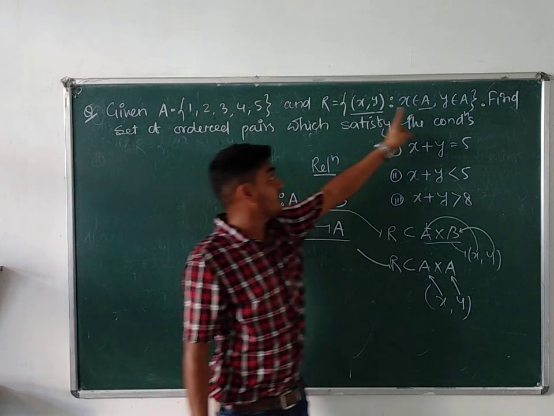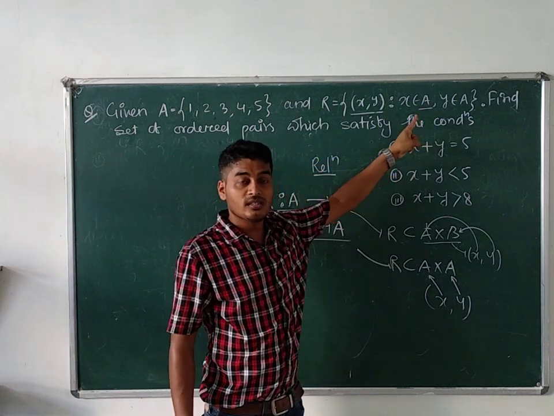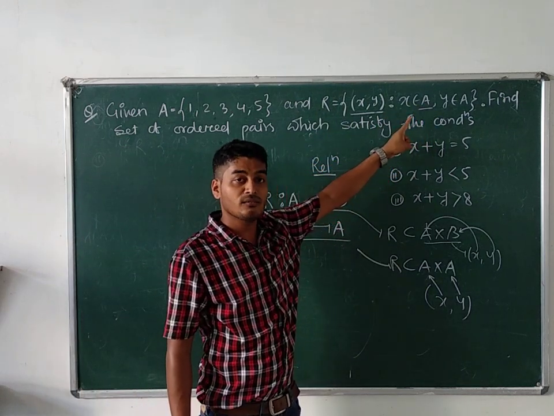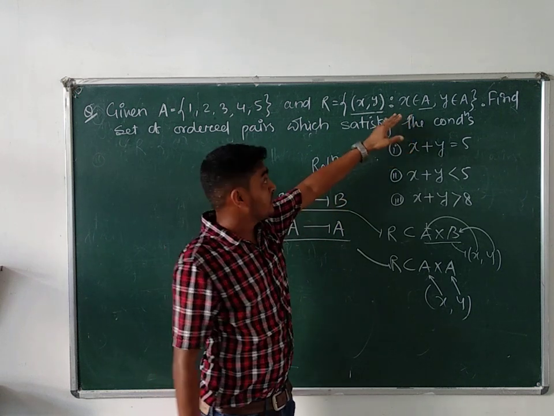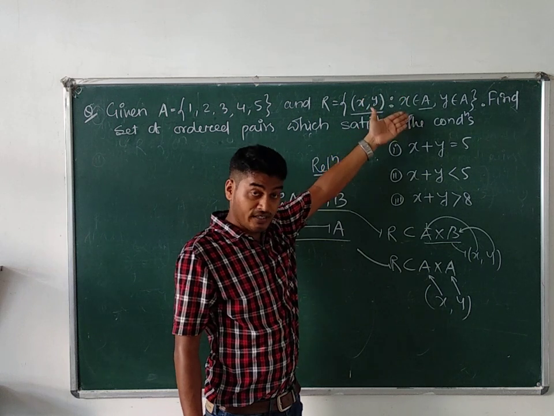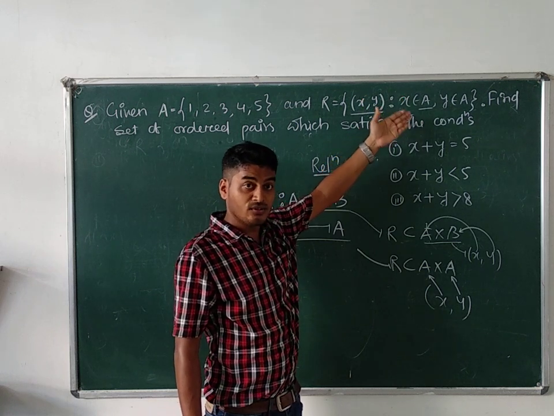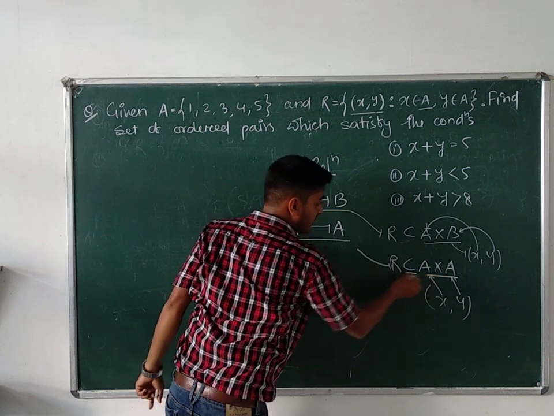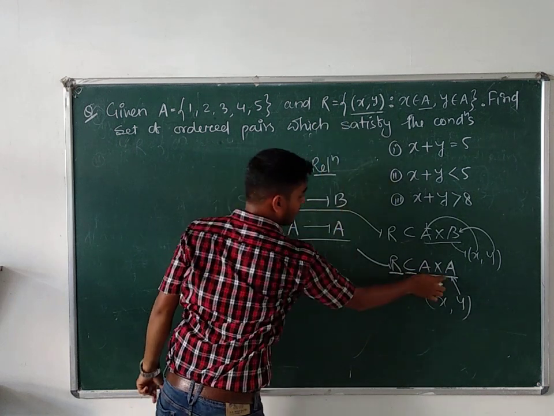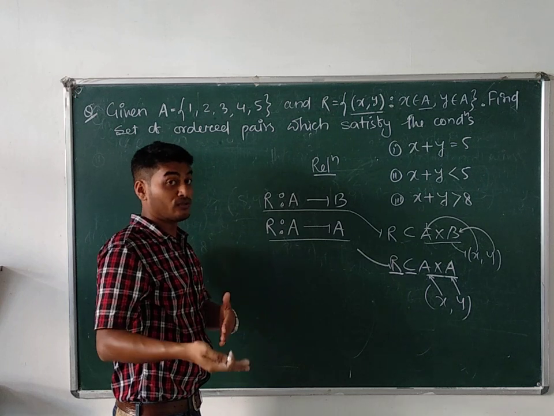Is there any condition to be satisfied? No. The simple condition is given: the first component belongs to the set A and the second component belongs to the set A. Extra condition is not given, so that's why here R is exactly equal to A cross A. Here R defines A cross A if no other condition is given.